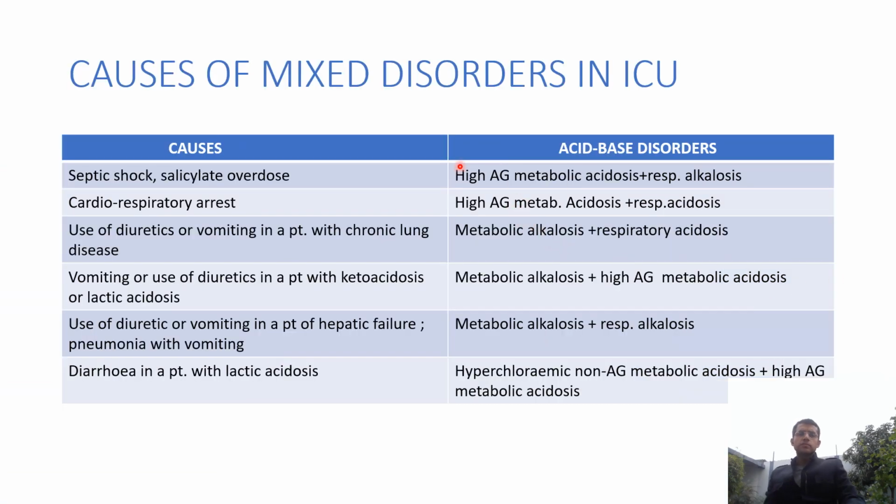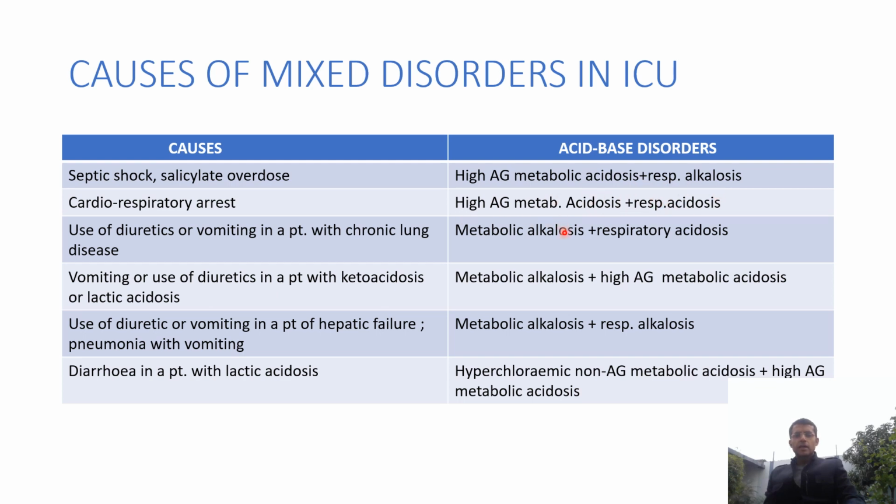So causes of mixed disorders in ICU. First, septic shock, salicylate overdose. So high anion gap metabolic acidosis. We will try to learn about anion gaps, what it is, and how you interpret all that. Plus respiratory. Whenever you have a septic shock or a salicylate overdose patient in the ICU, in the initial few hours they will be hyperventilating. So there is high anion gap metabolic acidosis plus respiratory alkalosis. Cardiorespiratory arrest, so they are arrested or near arrest patients. They will be retaining carbon dioxide.